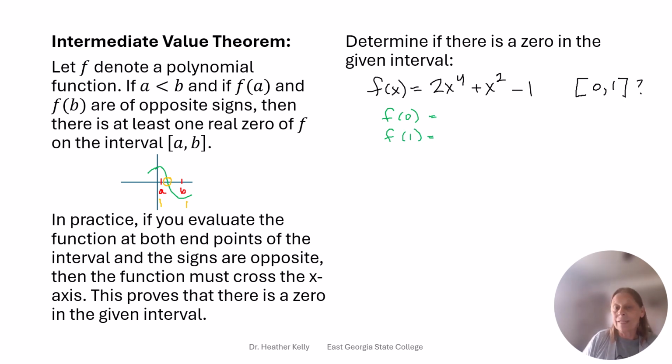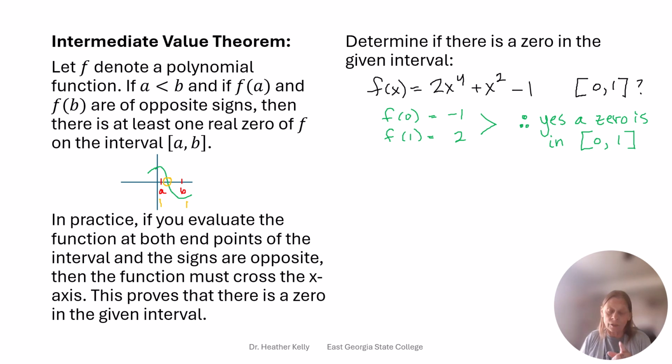Now, because these are easy numbers, I'm not going to use synthetic division here. I'm just going to plug them in real quick in my brain. So f of 0 is equal to -1, and f of 1 is 2, plus 1 is 3, minus 1 is 2. Those are opposite signs, so therefore, yes, a 0 is in this interval. At least one. It could be multiple, but because the sign changes, we can say for sure there's at least one.